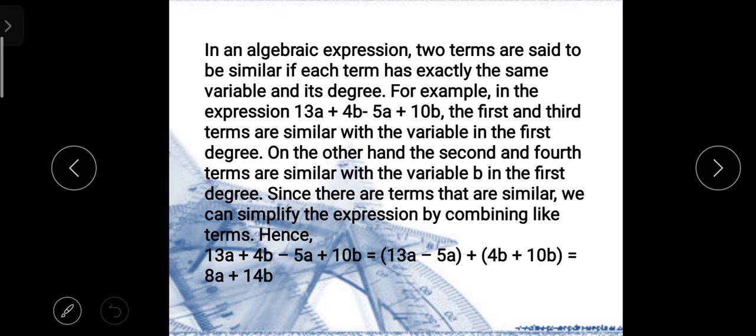We have 13a and then negative 5a plus ito po ay kukunin lang natin kung ano yung exponent niya ha. Dito, si 13a ay positive. And then, si 5a ay negative 5a. And then, si 4b ay positive.